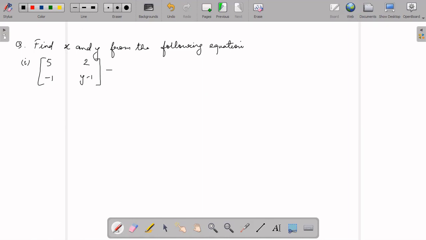We have then minus another matrix 1, x minus 1, 2, and minus 3 is equal to 4, 7, minus 3, and 2. So here we have a matrix equation. How do we solve it? And we have to get the values of x and y. You see how easy it is.